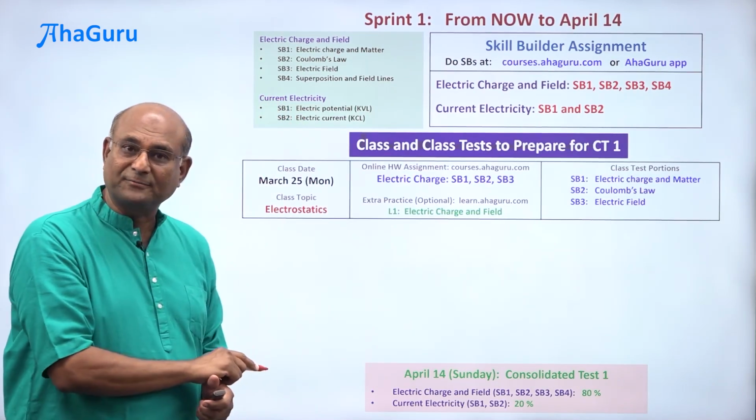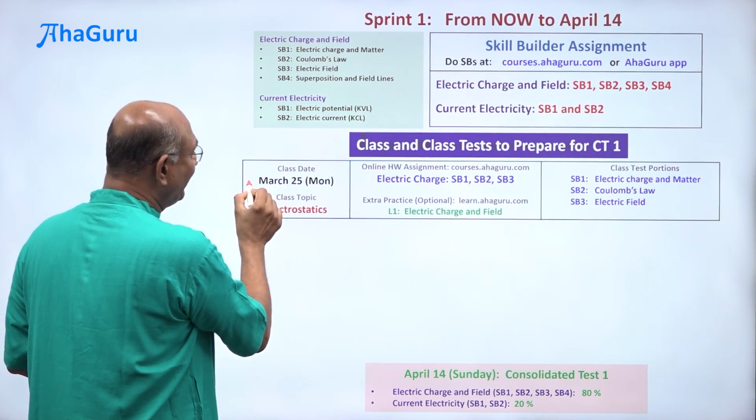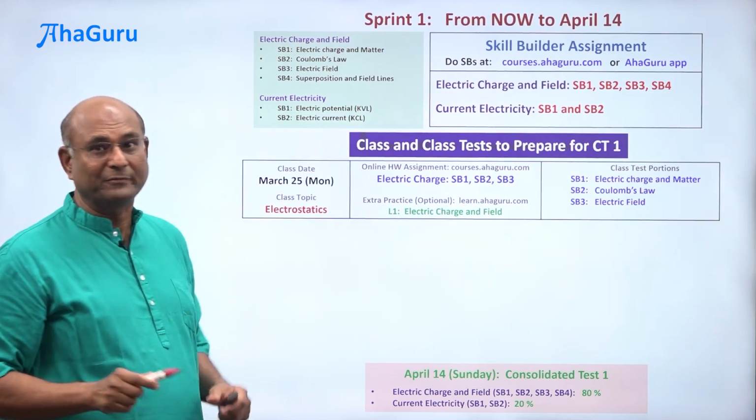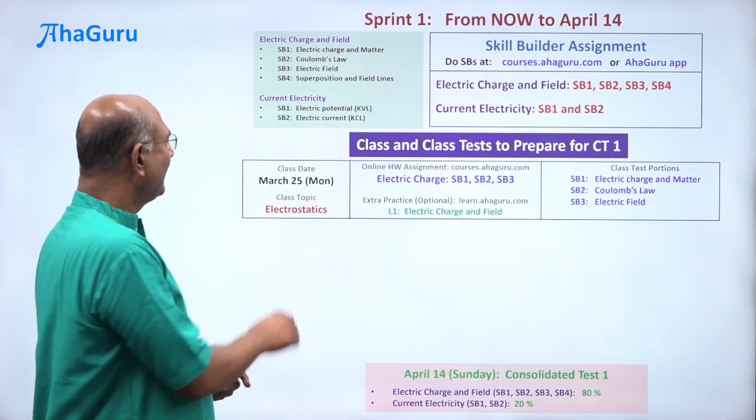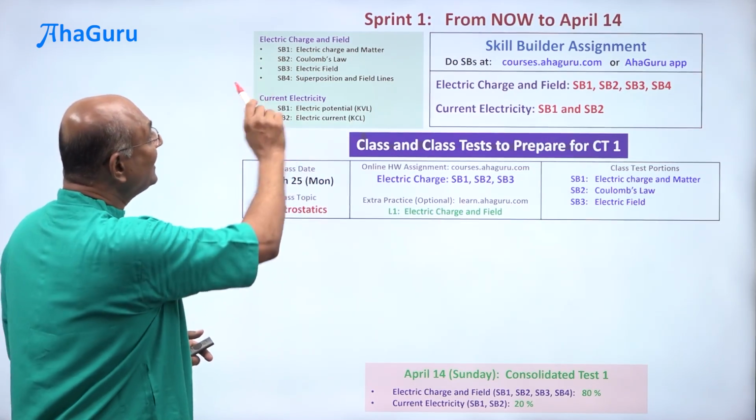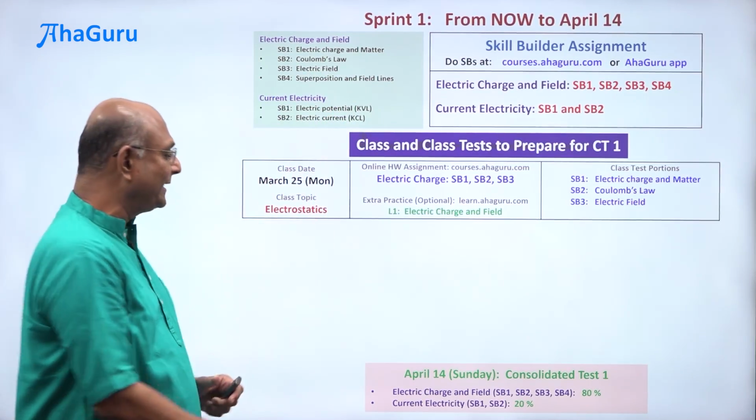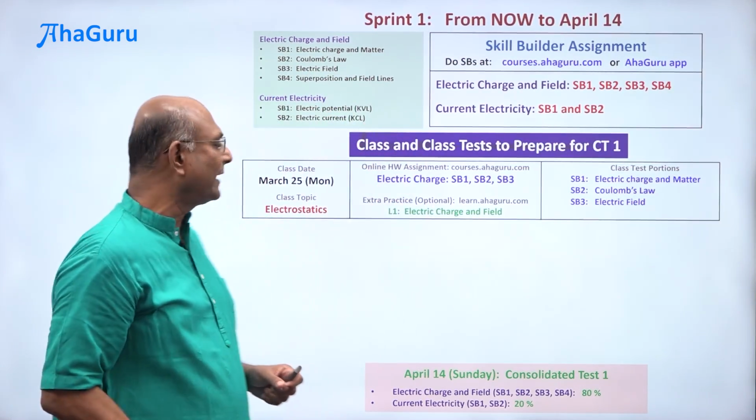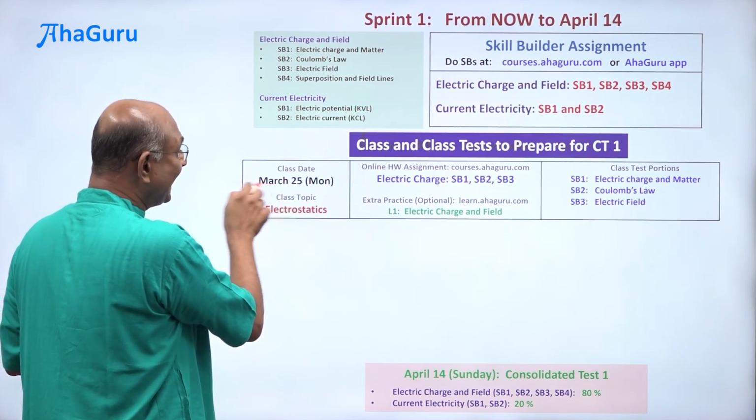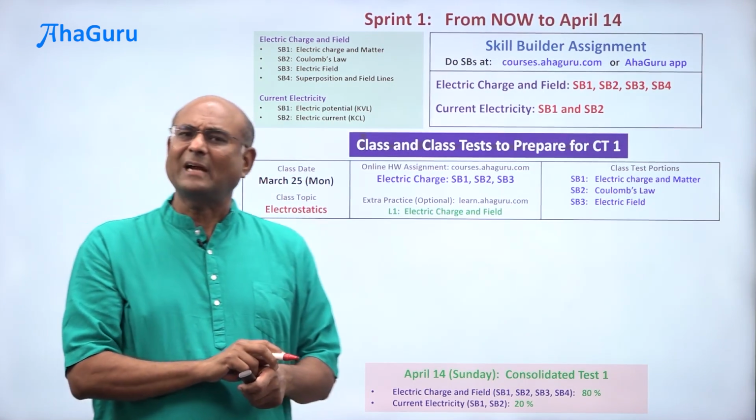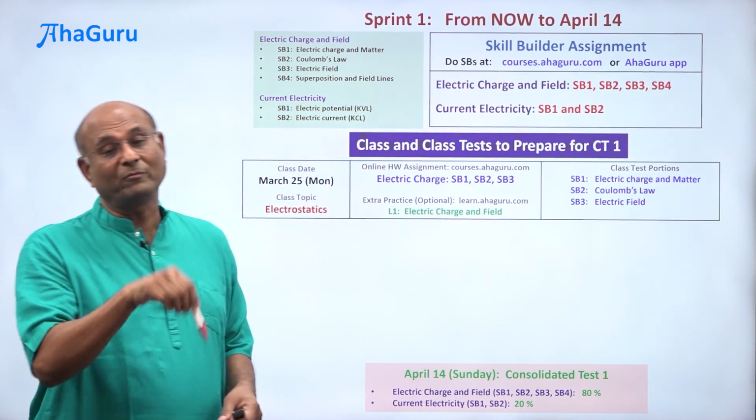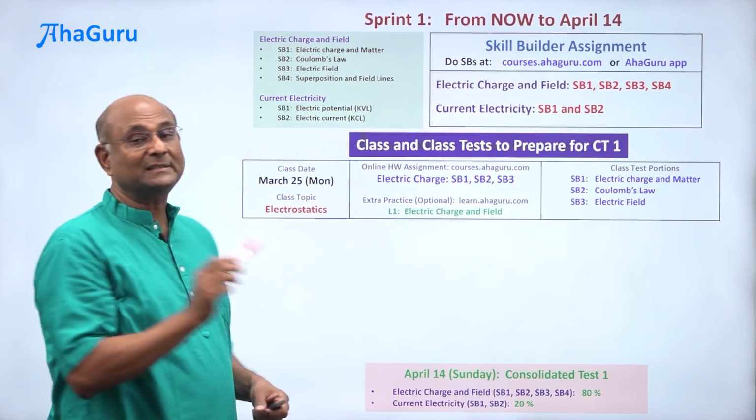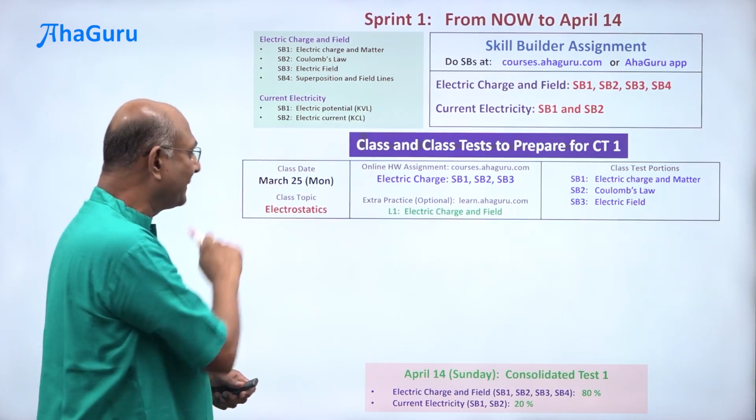So let us look at this first. The class date: the first class is going to be March 25th. I'm just giving this as an example for the first sprint; I'm not going to explain this for the entire year. What will happen between the start and the test? Is March 25th when you start your work? No. Your homework starts now. The first class will start March 25th, which is a Monday.